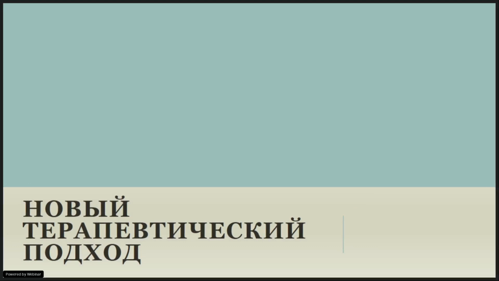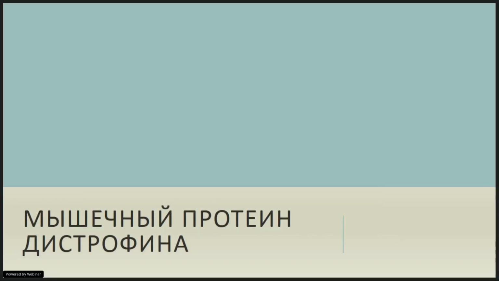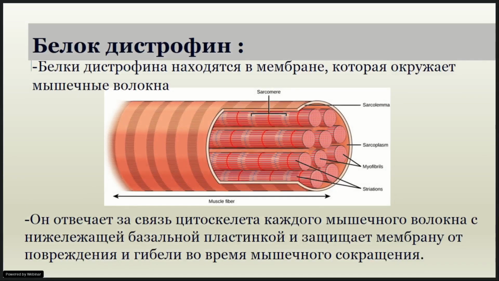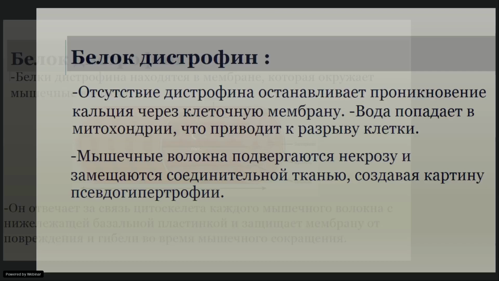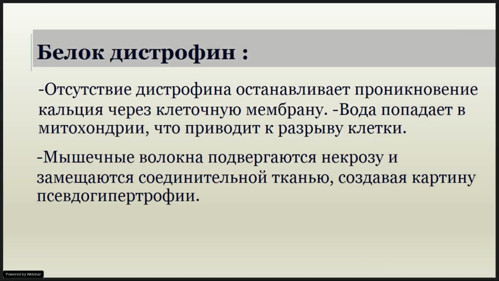Now we're gonna talk about novel therapeutic approach and new hope for this patient. But before mentioning this method of treatment, we have to talk about the Duchenne protein. The Duchenne protein here is present in the membrane that surrounds the muscle fiber. It has a role to protect the muscle from damage during contraction. This is the role of Duchenne protein.